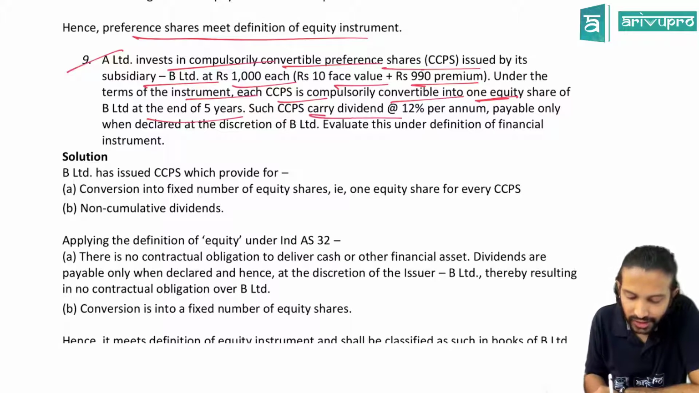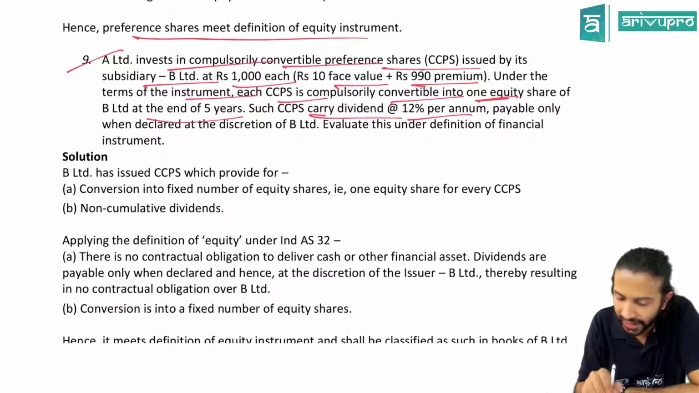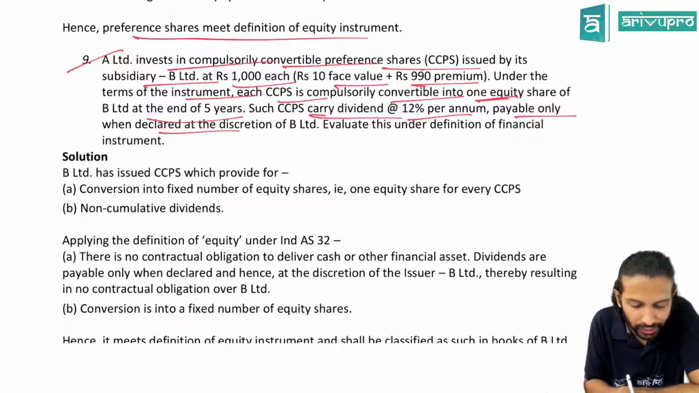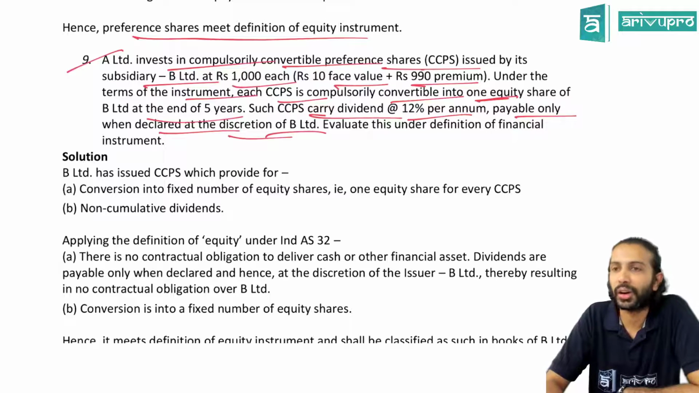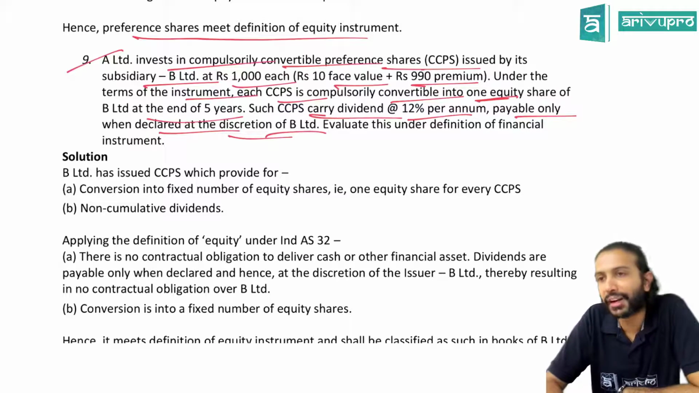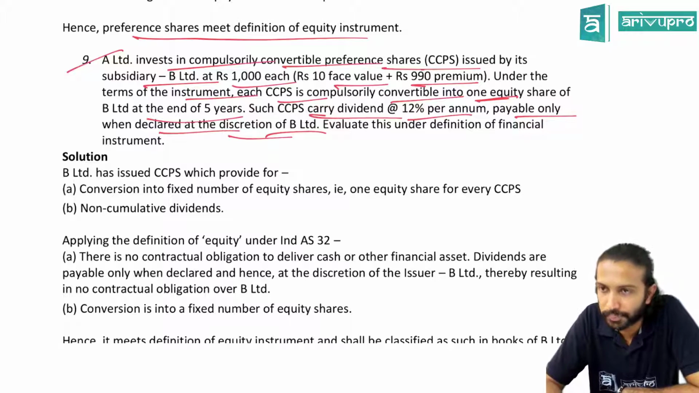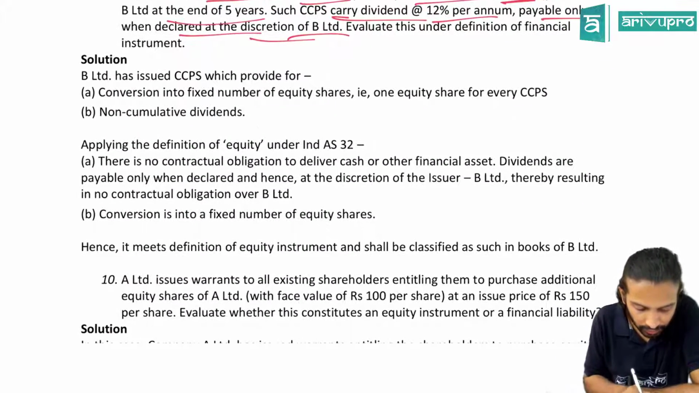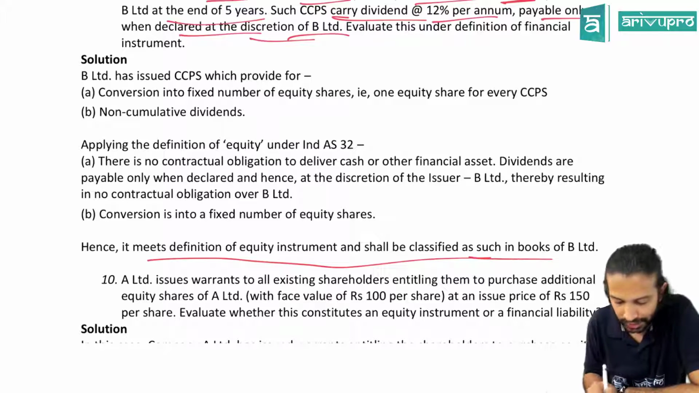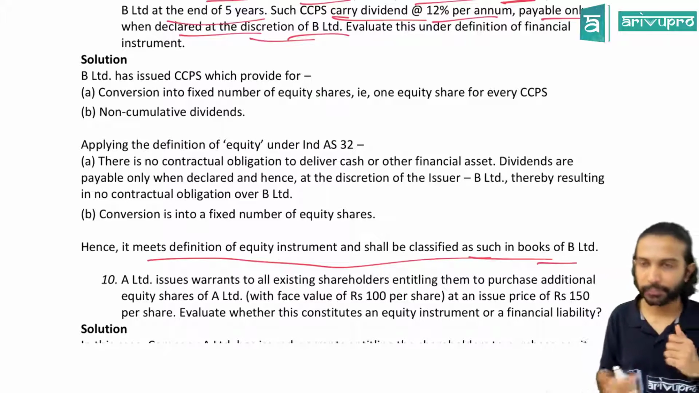Such CCPS carry a dividend of 12% per annum, payable only when declared at the discretion of B. That means if they want, they can pay dividend, or if they want, they can escape. Do we have any obligation to pay dividend here? No. That means it has all the features of equity. This instrument will be classified as equity in the books of B Limited.